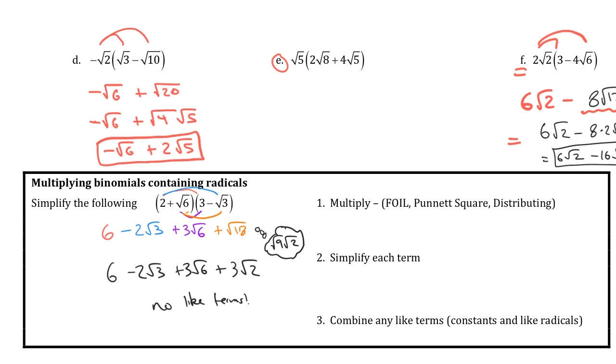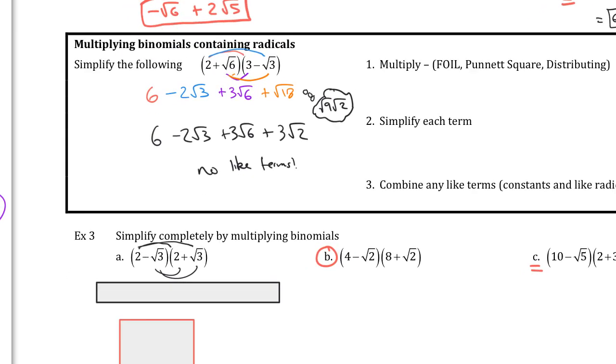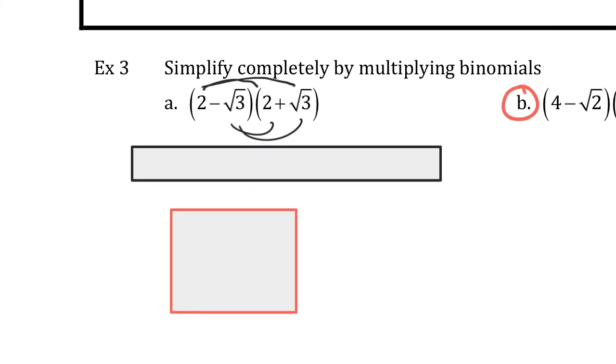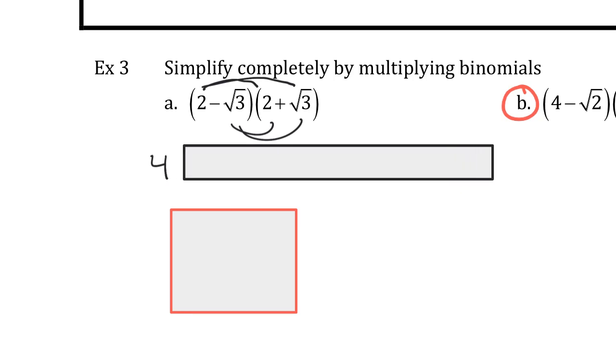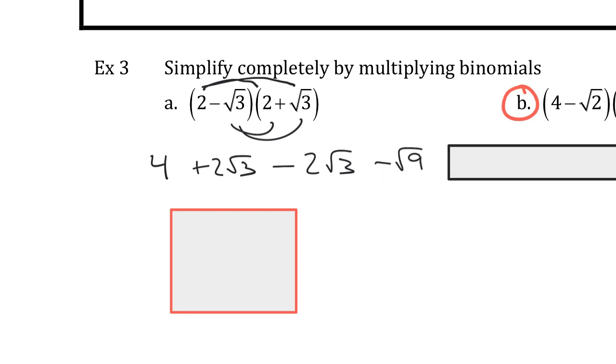Sometimes though, we'll get like terms, and that actually makes our life kind of nice. So in example 3 here, problem A, we're going to distribute the 2 first. So when you distribute that 2, we're going to get 4. 2 times 2 is 4. Then I distribute the 2 to the root 3, and I get 2 root 3. Then I'm going to get minus 2 root 3. And finally, minus root 9.